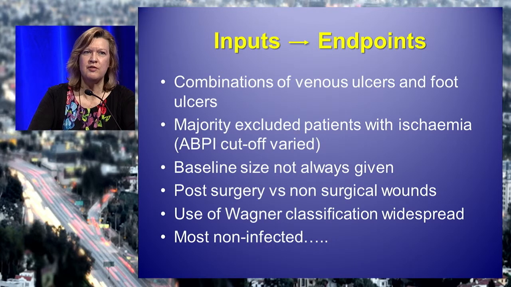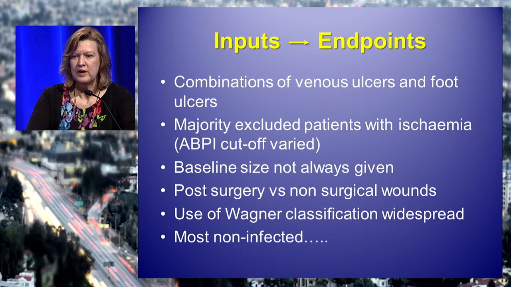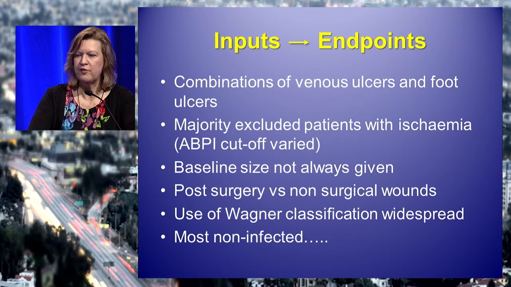The majority of studies actually excluded patients with ischemia, although the ABPI cutoff was quite variable, somewhere between 0.4 and 0.9. Interestingly, baseline size of the ulcers was not given in every paper, and yet we know that area is such a profound predictor of wound healing. There was a variety of different wound types. Some were post-surgical, some were non-surgical wounds. There was quite a widespread use of the Wagner classification.